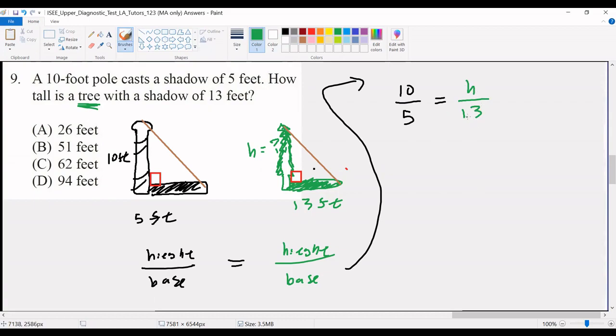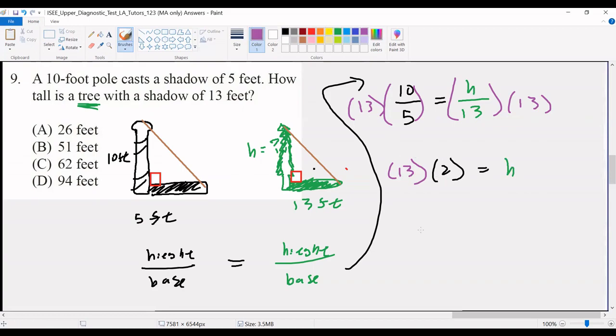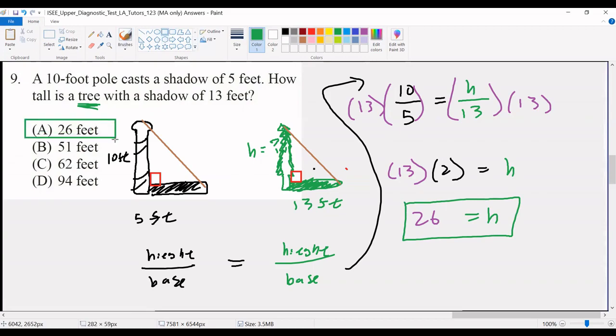Then we solve for our height by multiplying both sides by 13. So we're going to start simplifying the left-hand side. So we have 13 times 2 is equal to h, and 13 times 2 gives us 26, and this is equal to h. So our height here is 26 feet, and that's it.